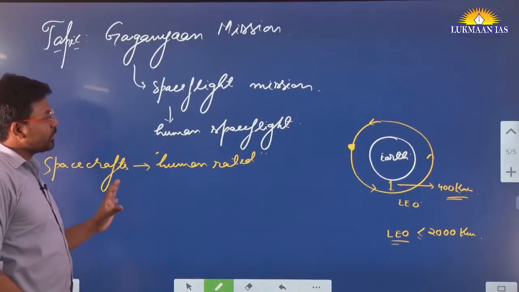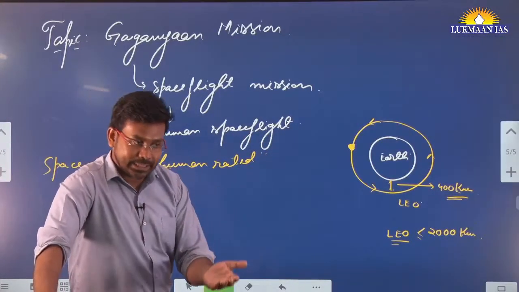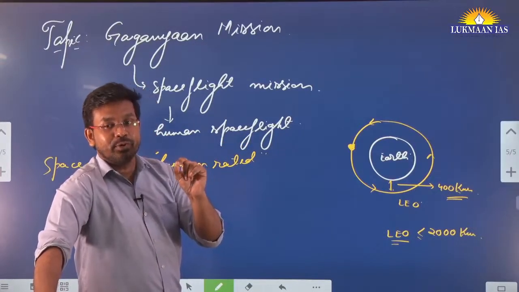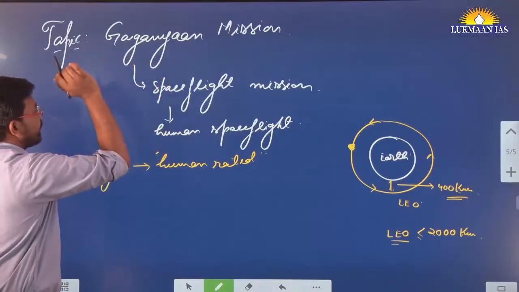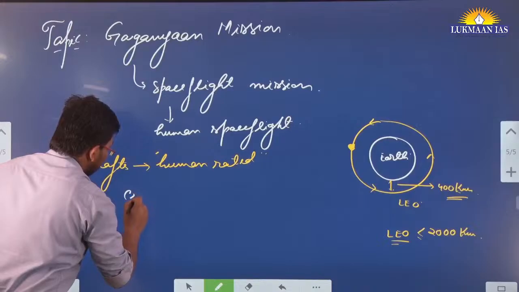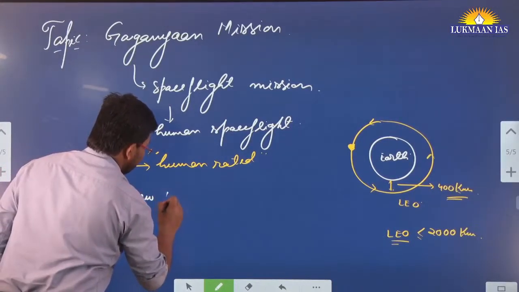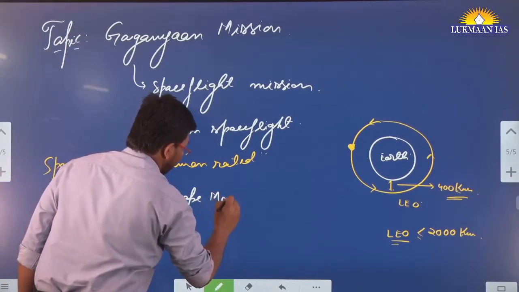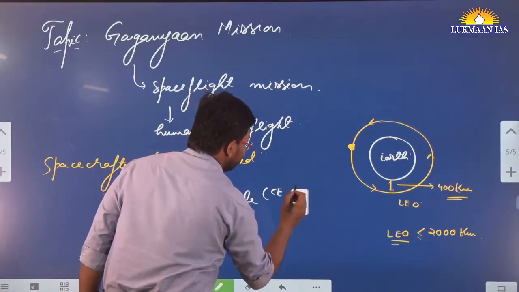Second thing is, since we are sending human beings, if something happens, let's say during the launch or after the launch, there should be a facility for crew people to escape. So this Gaganyaan mission also has a module which is known as crew escape module. What is this crew escape module?